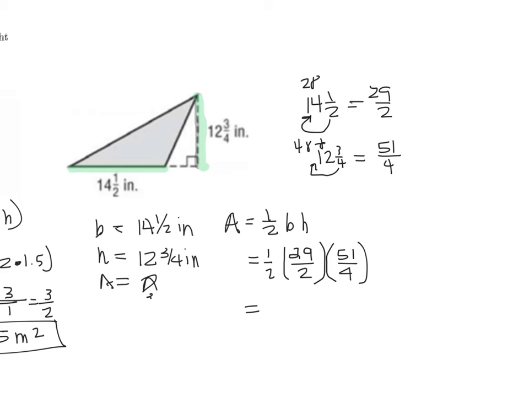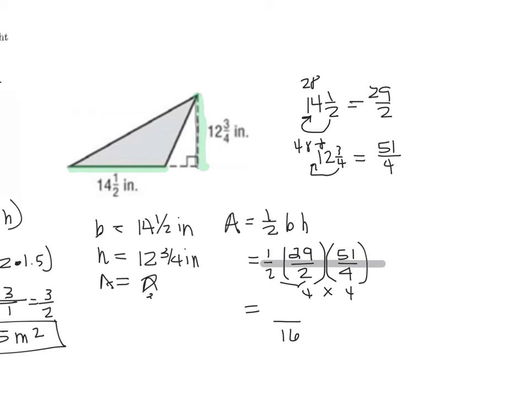Now, I like this because it's 1 times 29 times 51. And so I need to do my numerators times my numerators, and then my denominators times my denominators. So I'm going to go ahead and start with my denominator first. And I'm going to do these two first. 2 times 2 is 4. 4 times 4 is what? 16.